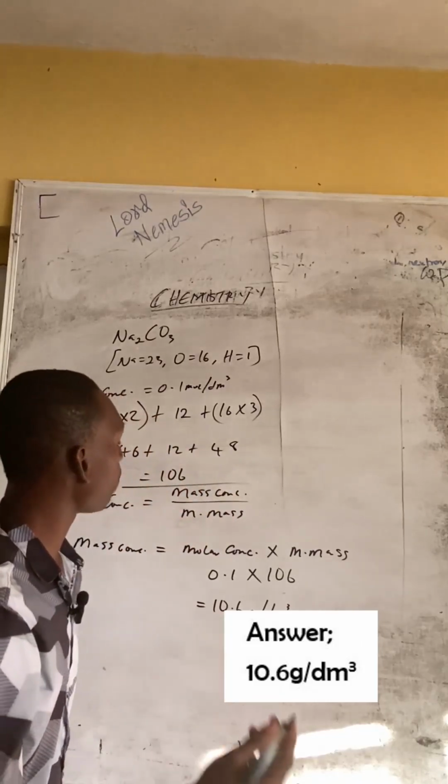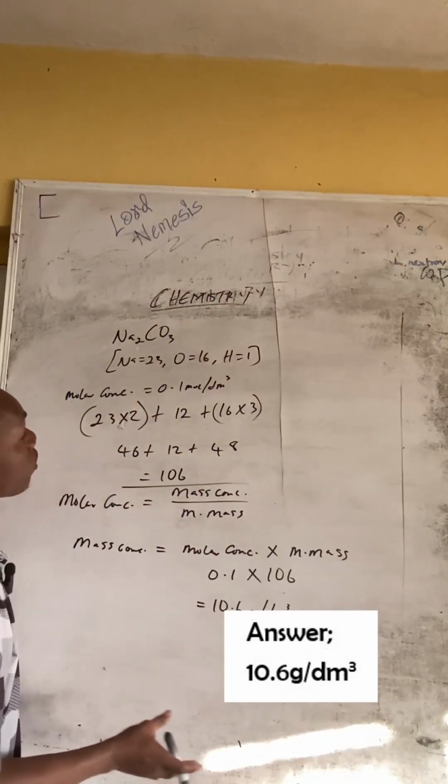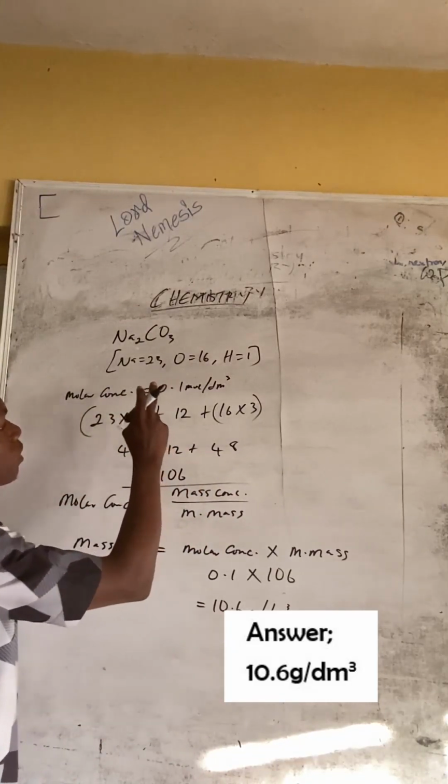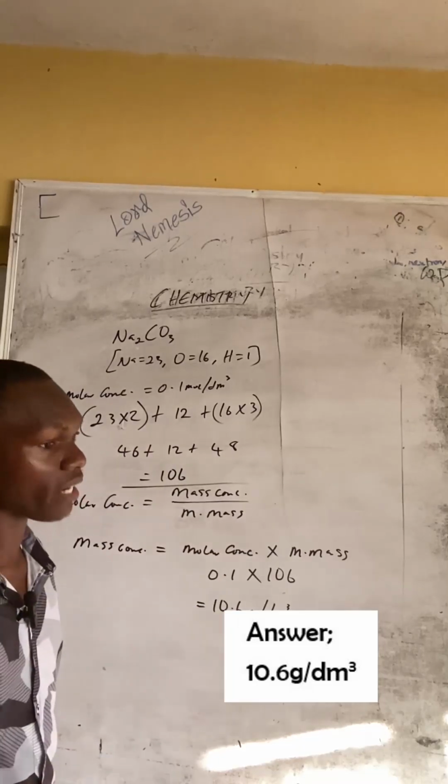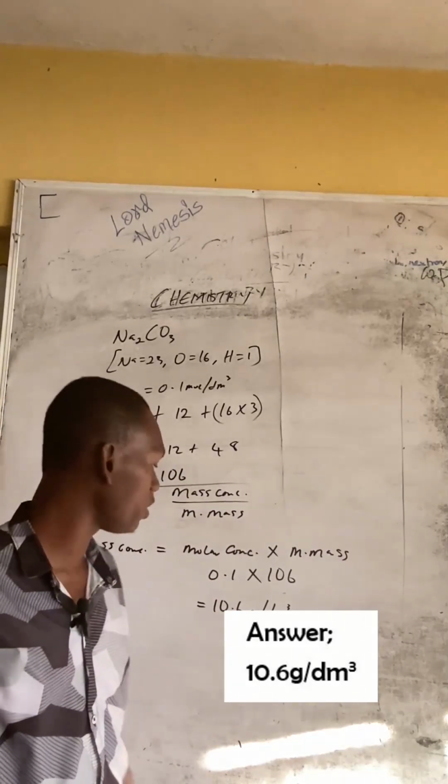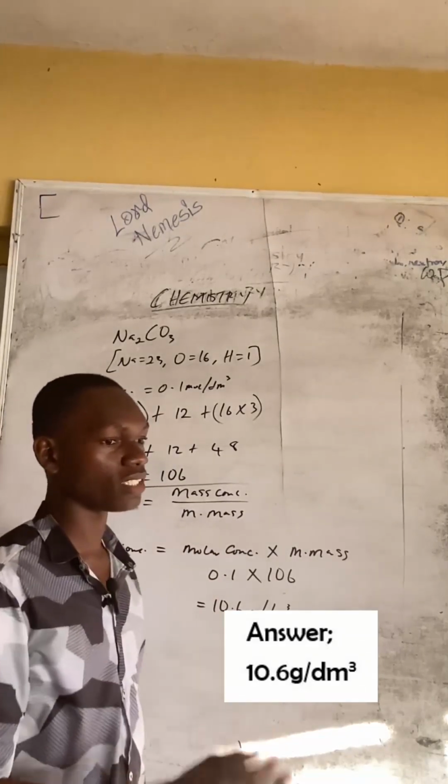So the mass concentration that is contained in 0.1 mole per dm cube of sodium carbonate is 10.6 gram per dm cube.